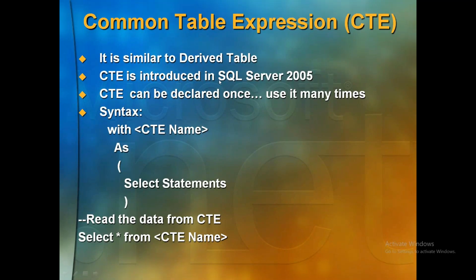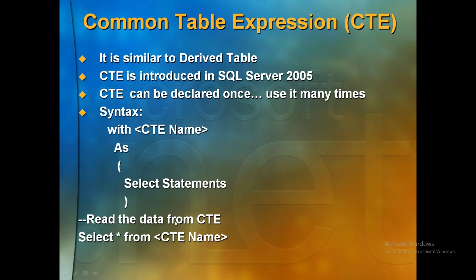Clear? CTE is introduced this way. A CTE can be declared once and used many times. So this is the point that differentiates between a derived table and a CTE. A CTE can be used many times, but a derived table can be used only once. Clear? So with the CTE name as the query, select star from the CTE name.